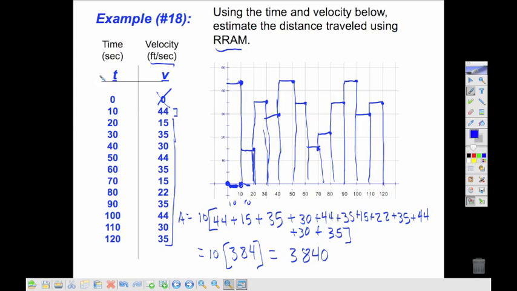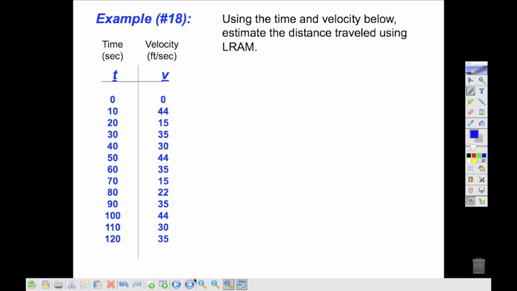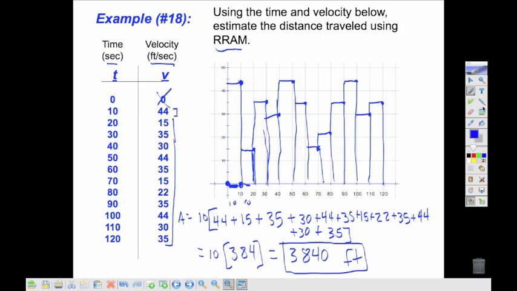3,840. Now we think about our units here, we are talking about feet per second and seconds, so the area under this graph would be in feet. And so we have an estimate of the distance that we've traveled in feet. Now that was using the right side of these. We can do the same thing using the left side.